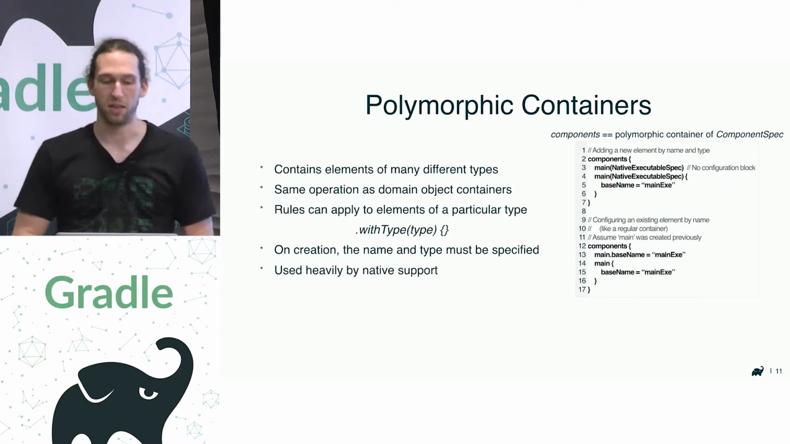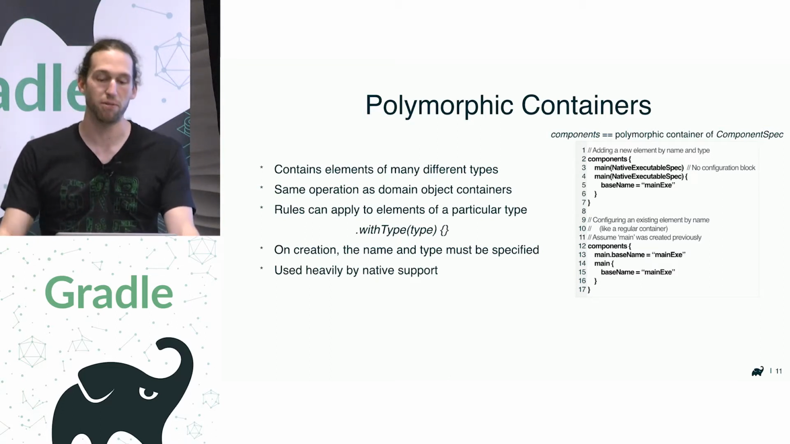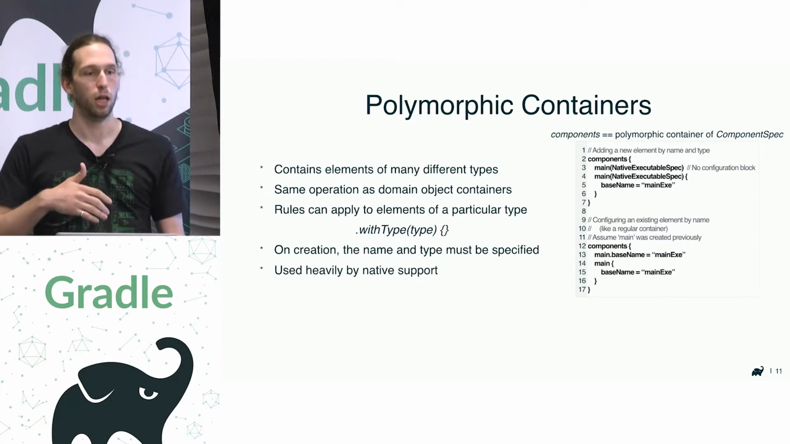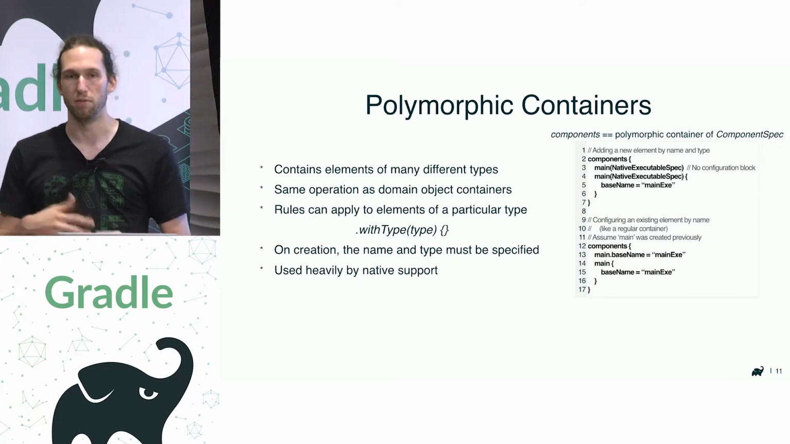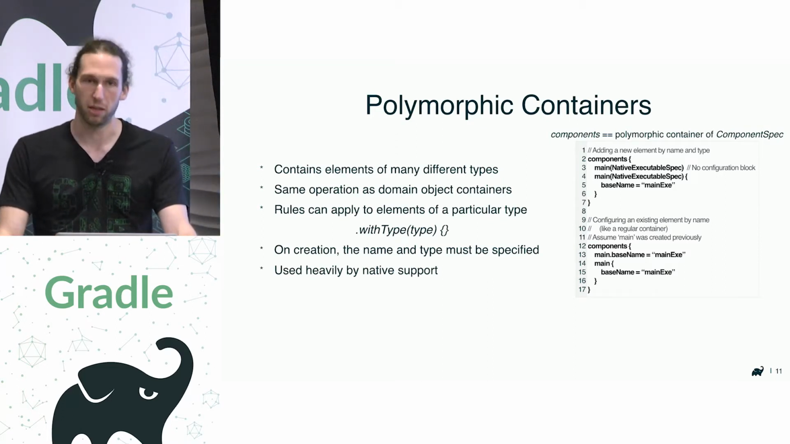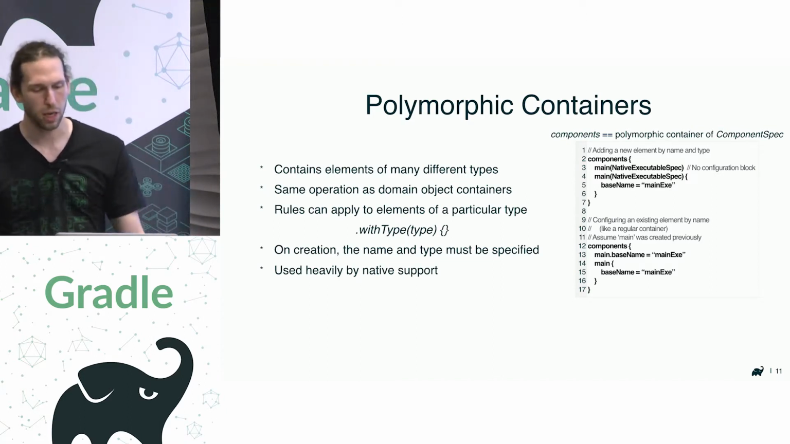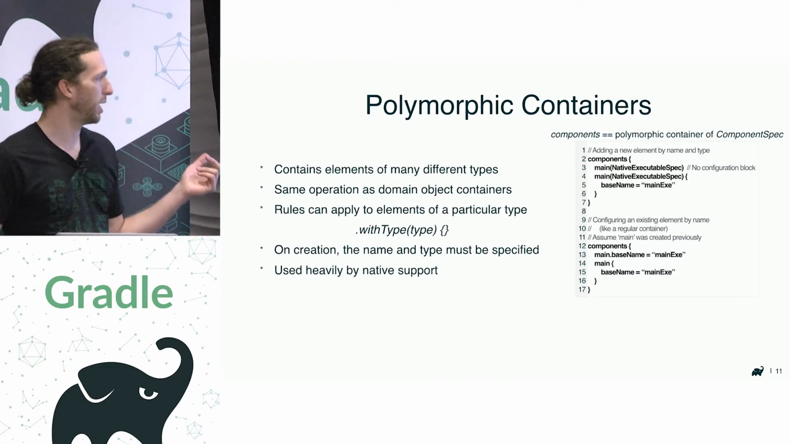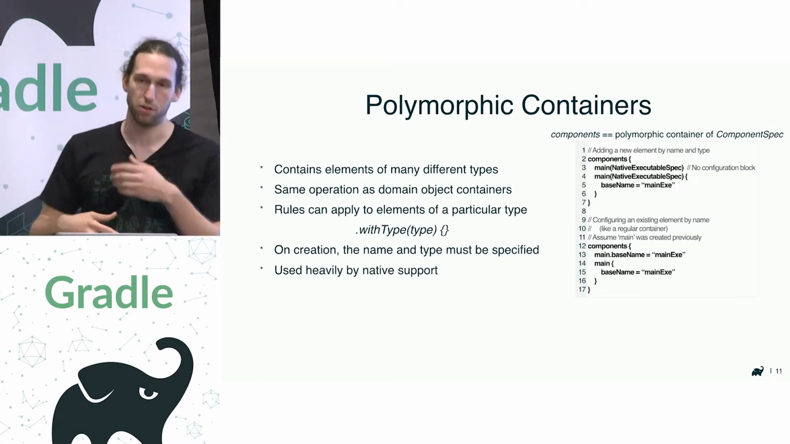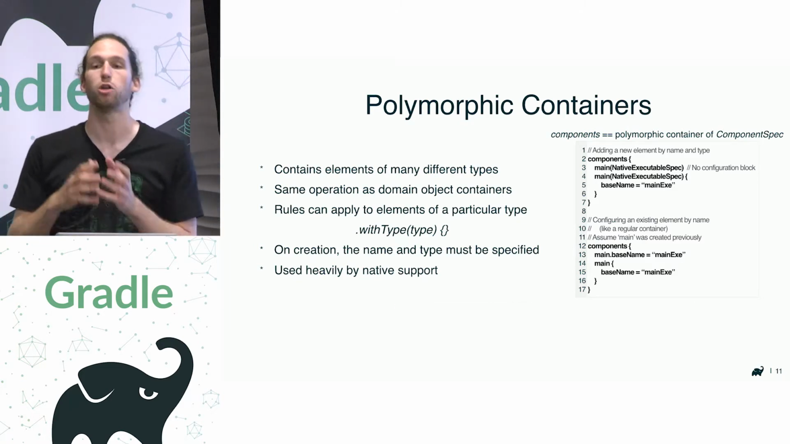The second type of container is called the polymorphic container. The native support in Gradle heavily depends on this type of container. They contain lots of different types of elements. They have the same operations as you would get on a domain object container, with the added rule of the withType. The withType will take a subset of the container for that specific type. And again, that subset will also be live.